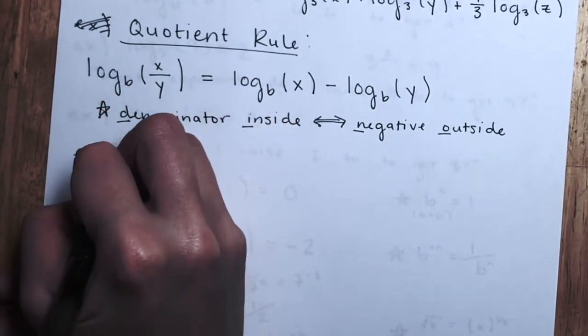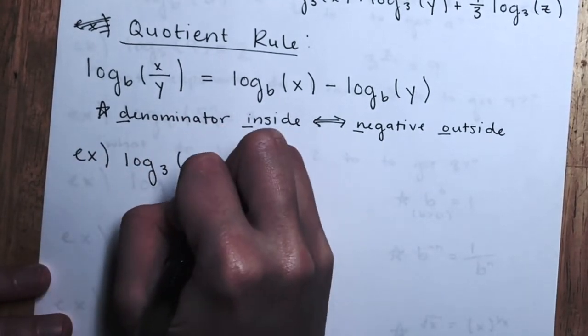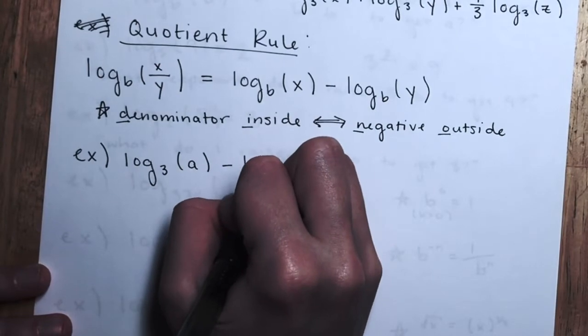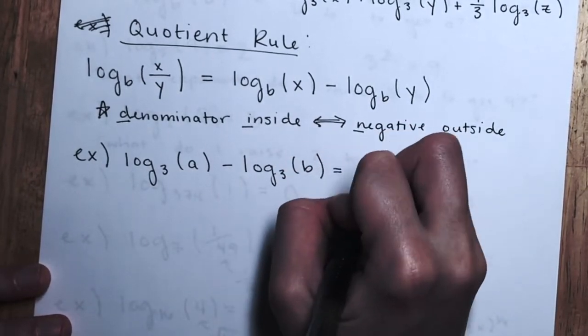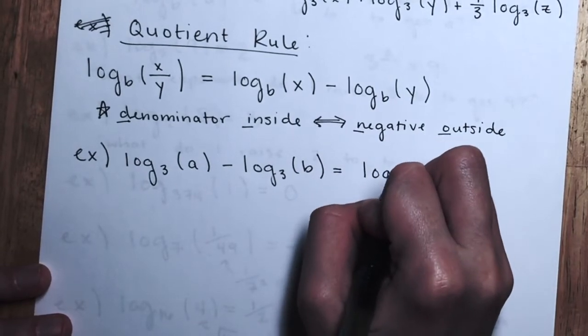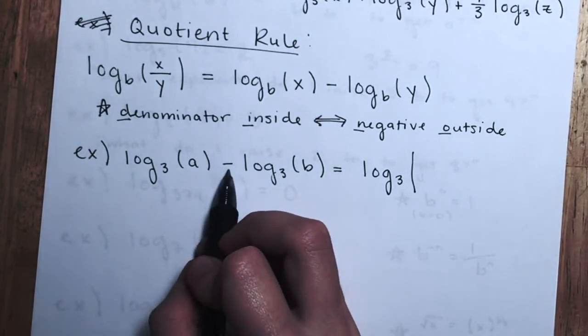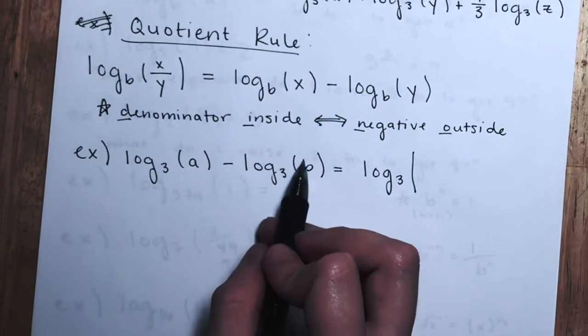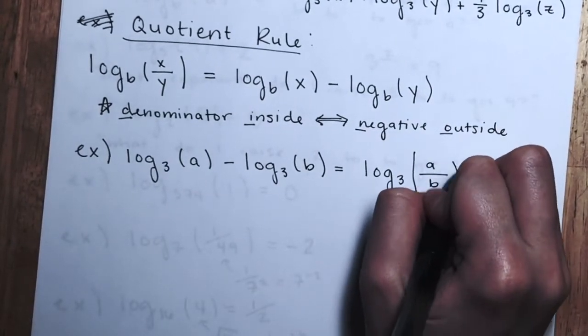So if I've got log base 3 of a minus log base 3 of b, what can we do with this? How can we combine it into one logarithm? Well, we've got to make sure we have the logarithm with the same base. We want to make sure we have the same base. This subtraction, right, this negative on the outside means that this b is going to be in the denominator. So we have a over b.